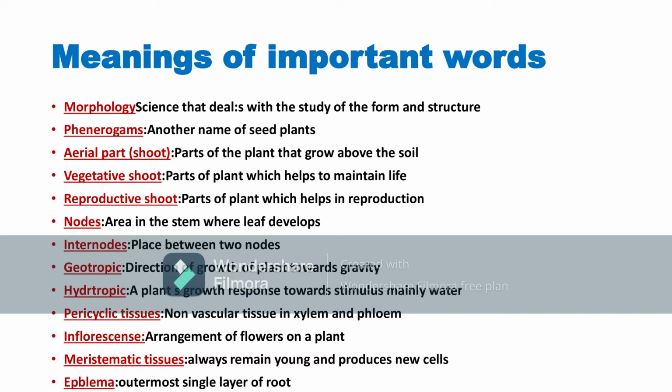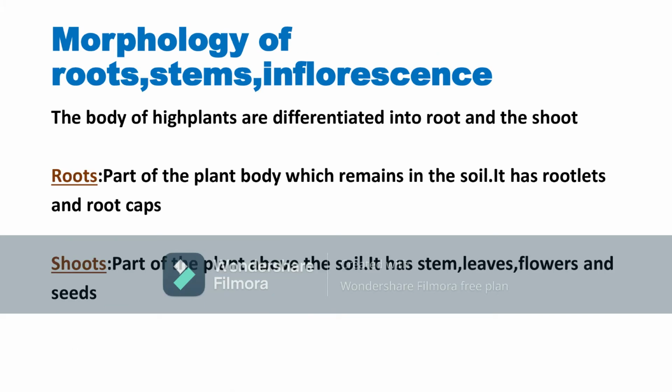Inflorescence: the arrangement of flowers on a plant. Meristematic tissues: these tissues always remain young and produce new cells. Epiblemma: the outermost single layer of the root. In this chapter, we will be studying the morphology of roots, stems and inflorescence. First, we will see the roots.